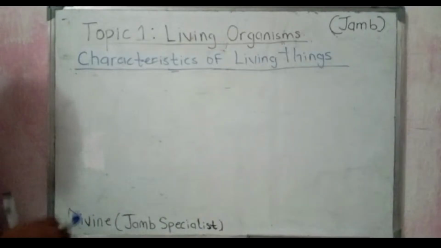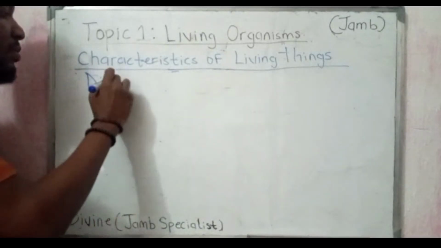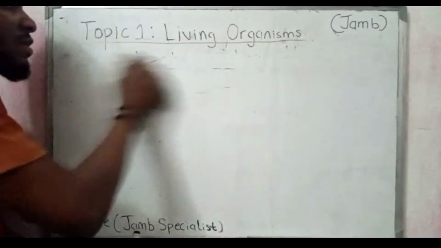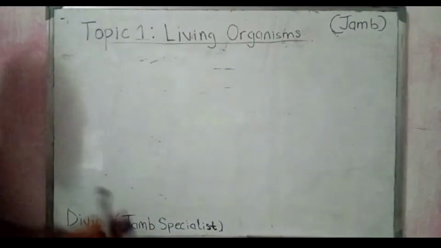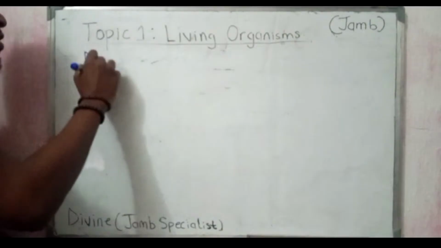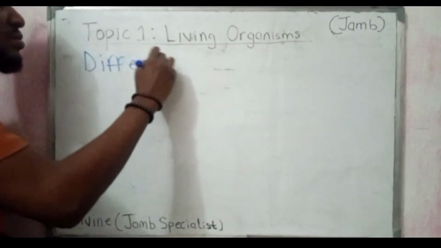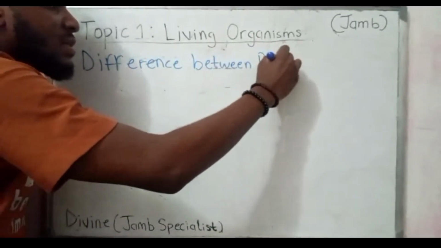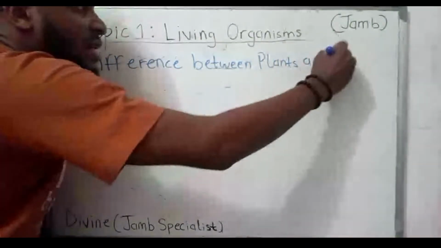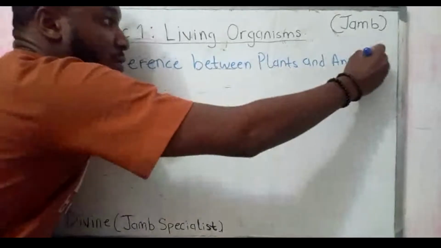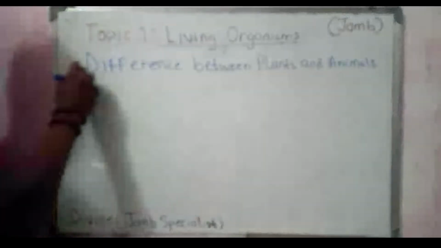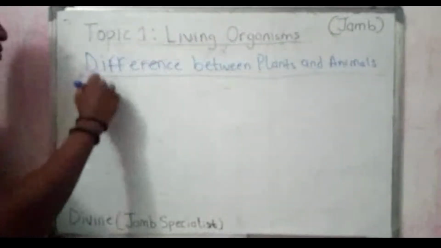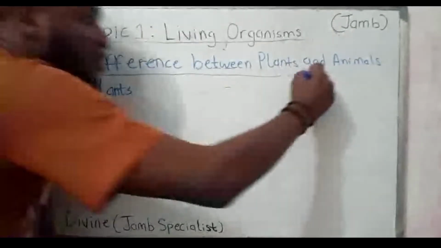So the difference between plants and animals. Let us go through the characteristics of living things. Now we know the difference between plants and animals. So this is for plants, and this will be for animals.